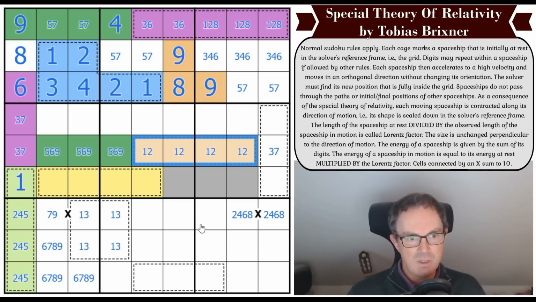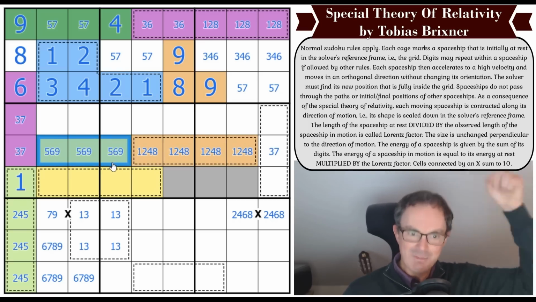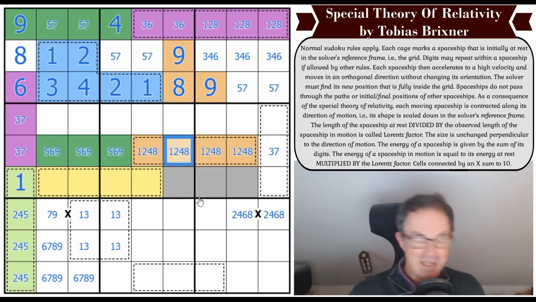These squares are now 1, 2, 8, and 4. Now, let's check the mathematics on this. 15. Yeah, 15, 20. The small cage has the bigger energy, so it has the bigger number. This is not 8 by Sudoku. This is not 1 by Sudoku.